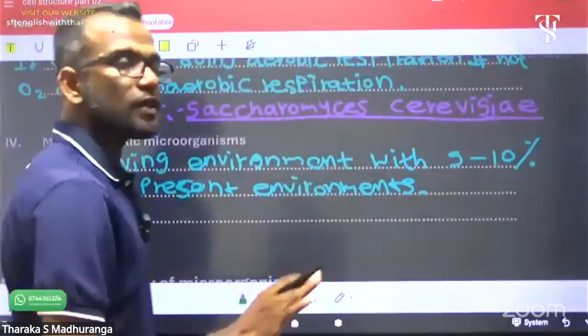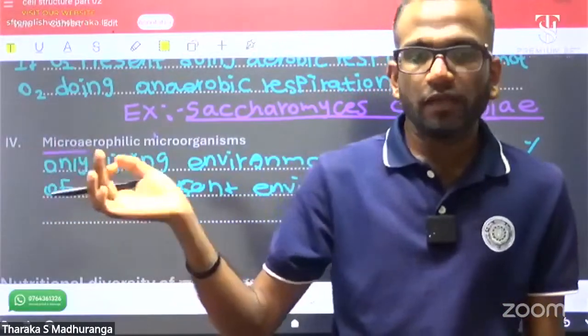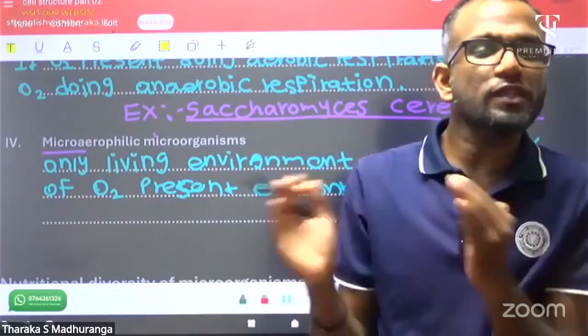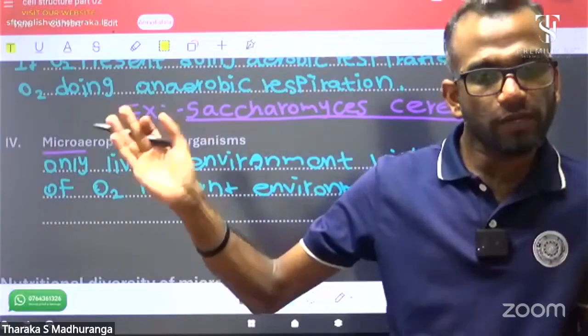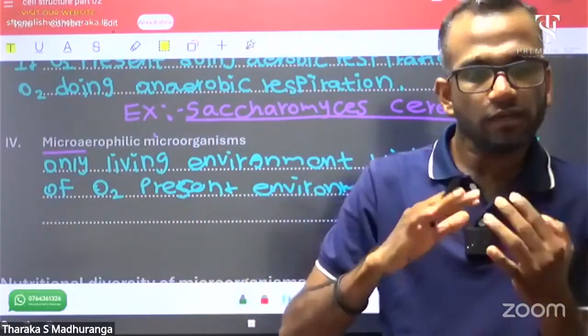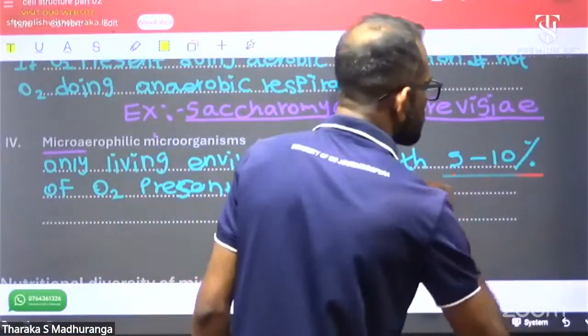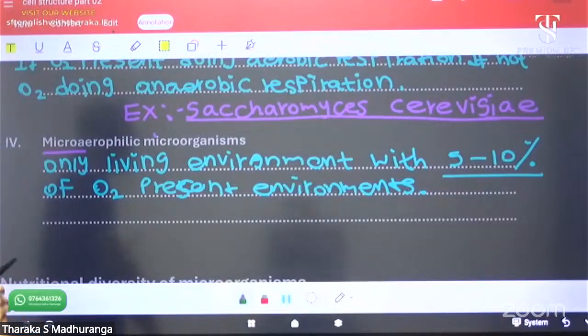If it is an aerobic environment, that means 20% oxygen. An anaerobic environment has 0% oxygen. Remember, if it is 20% oxygen or 0 oxygen, both environments are toxic to them. The favorable condition is a low oxygen level of 5 to 10%. Understood?